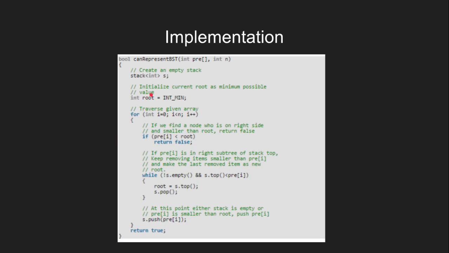Let's discuss the implementation of this problem in C++. First, we create a stack and initialize root as int_min. Then we iterate through the array. If the ith element of the array is smaller than the root, we return false. If the ith element is greater than the top of the stack, we continue to pop elements from the stack and make the root the last removed element. At last, we push the ith element into the stack. If we iterate through the entire array without falling into this statement, then we return true.